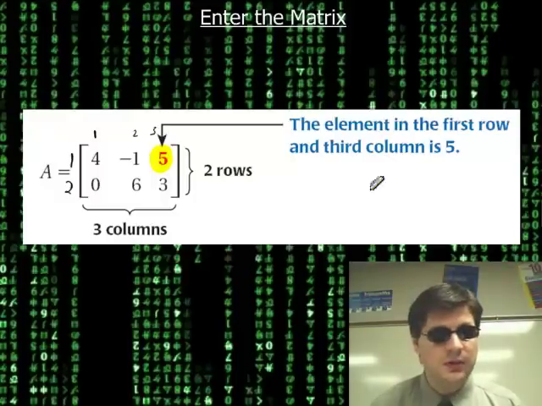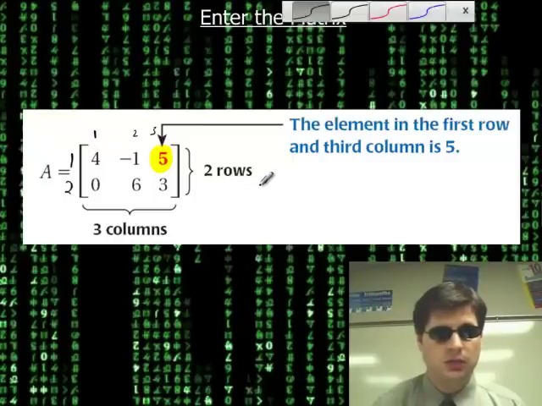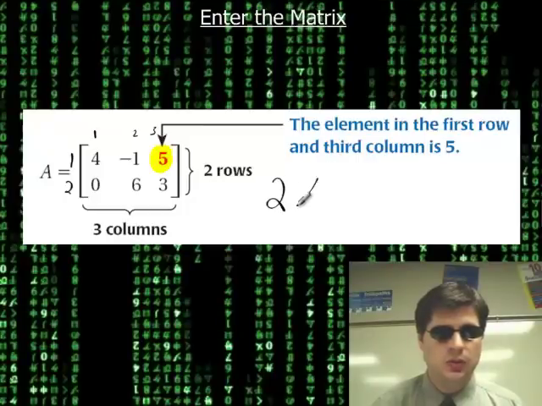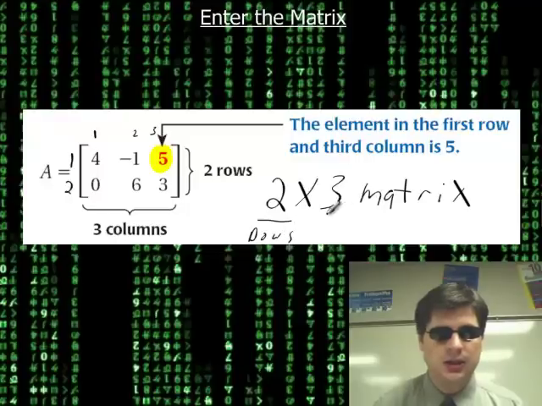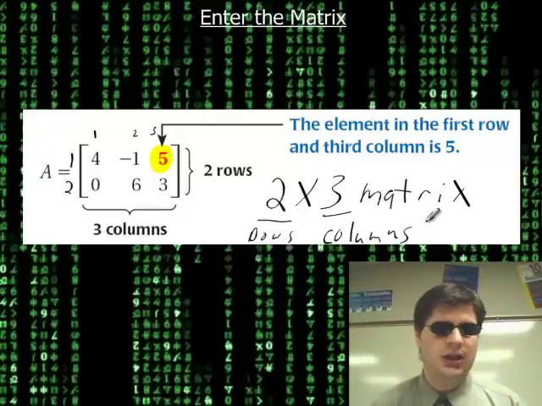Now matrices can be of different dimensions. You can have a different number of rows and a different number of columns. This particular one, what we call it is a 2 by 3 matrix. We state the number of rows first, and then the number of columns. Okay, so that's a matrix. Let's discuss how you use them.